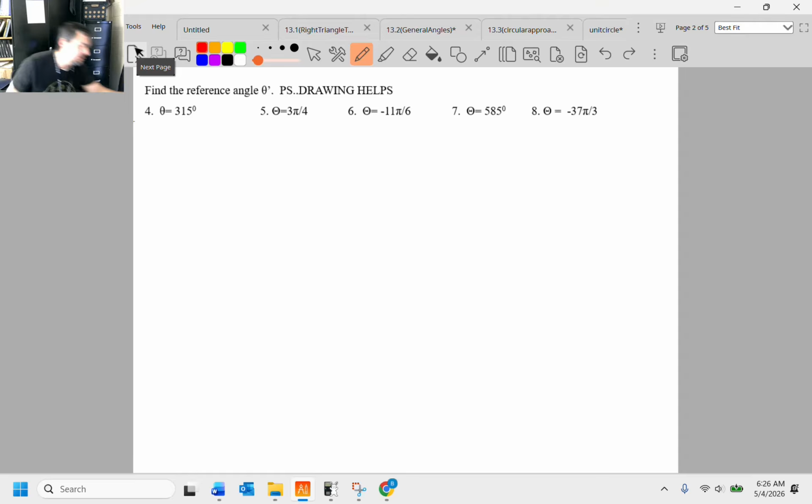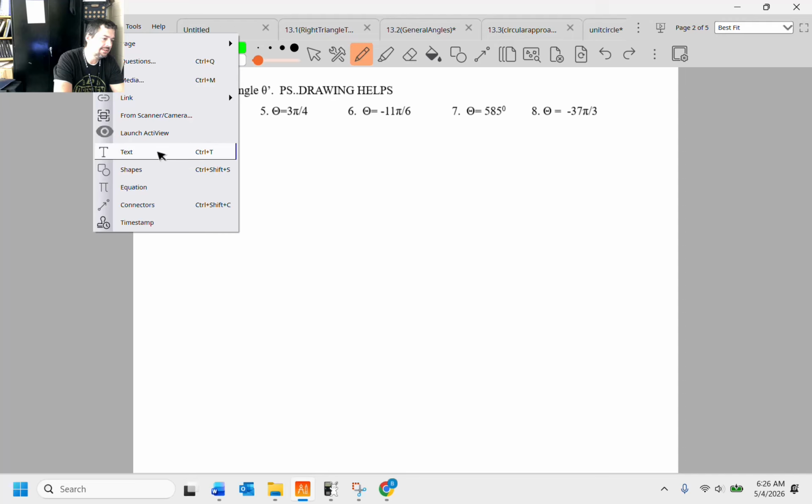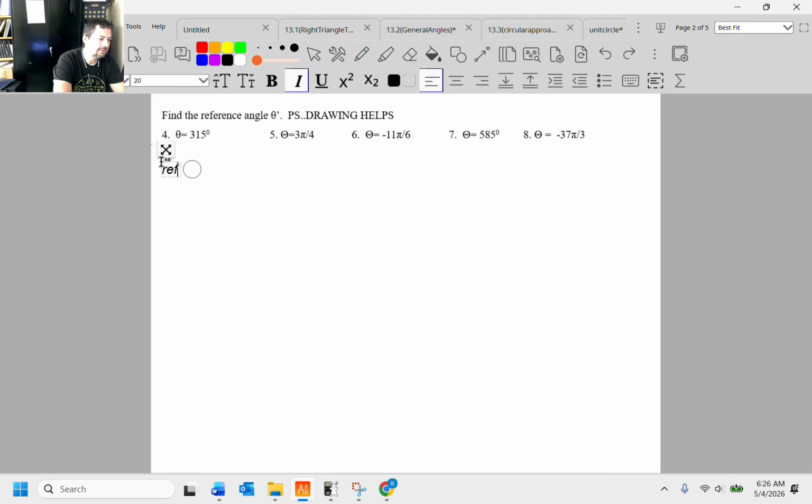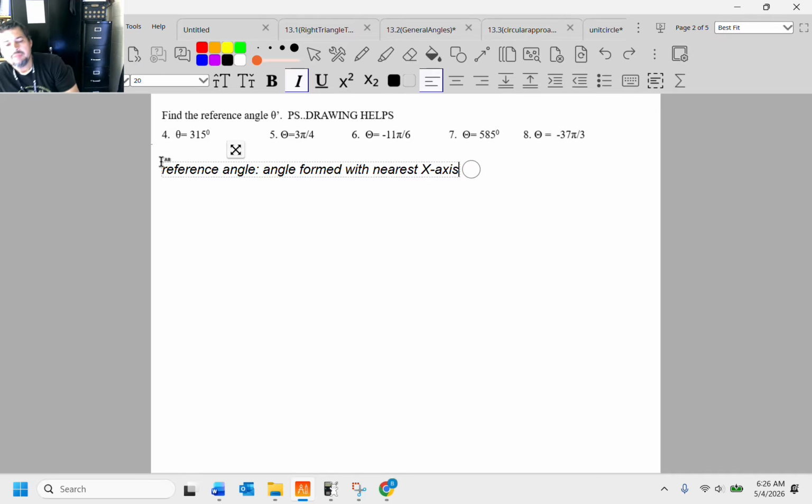Find the reference angle theta. Now, a reference angle is the angle formed with the nearest x-axis. That's what a reference angle is. Always with the x-axis. It's about the x-axis, not the y. None of these look too bad.